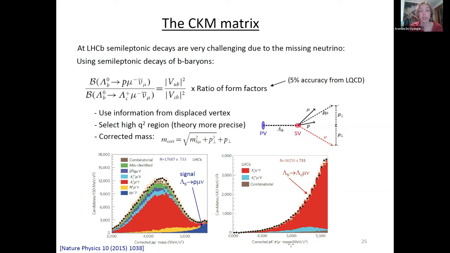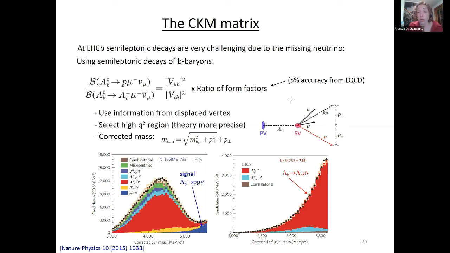And what has been done is to measure, for instance, the ratio of two decays: the Lambda_b going to a proton, a muon, and a neutrino, with respect to the Lambda_b going to a charm baryon, a muon, and a neutrino. So this is just the ratio of the CKM matrix elements, |V_ub|² and |V_cb|², and the ratio of the form factors, which can be calculated again by lattice QCD, and now they have about 5% accuracy.